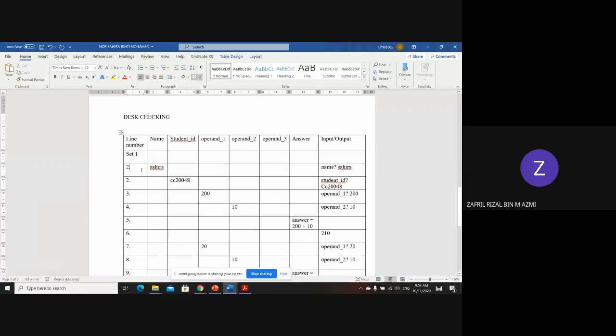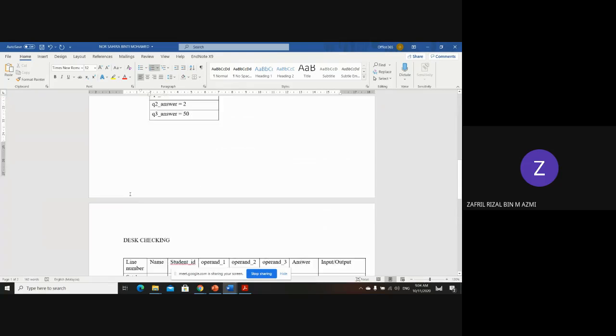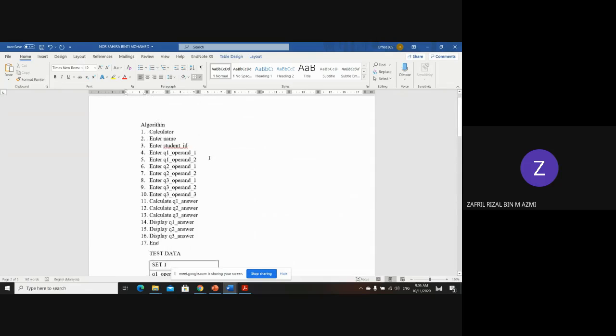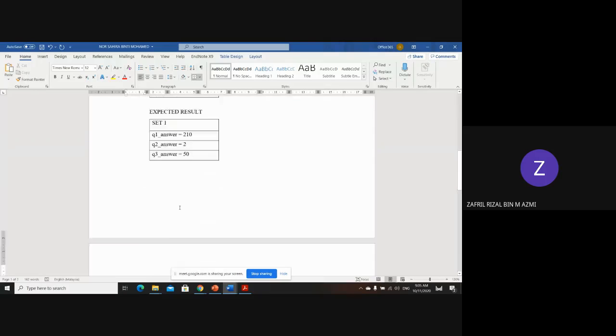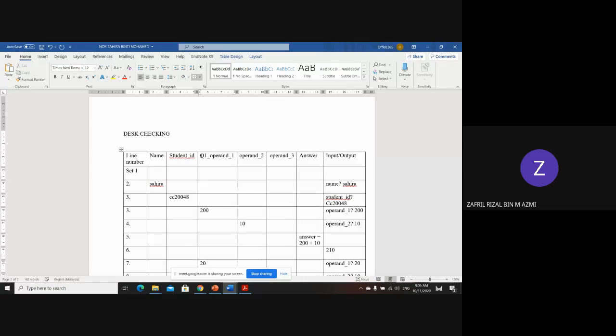You get it? Okay, in line 3, enter student ID. And line 4, enter operand 1. Also the variable name is not matching. It should be operand 1. If this is Q1 operand 1, then this should be Q1 operand 1. It should be consistent, the same variable name as your algorithm.